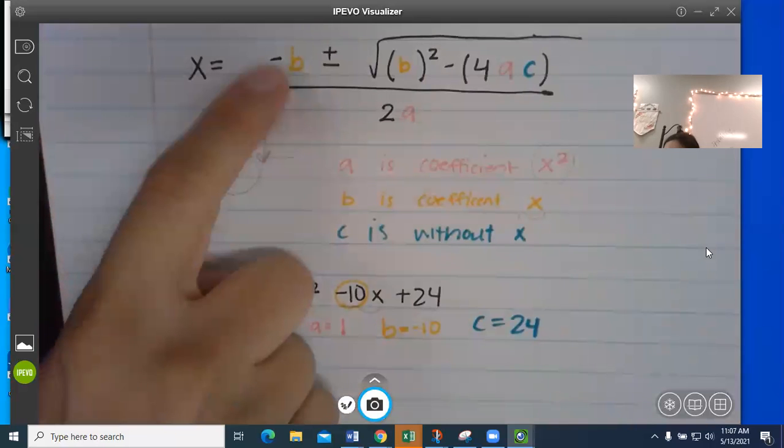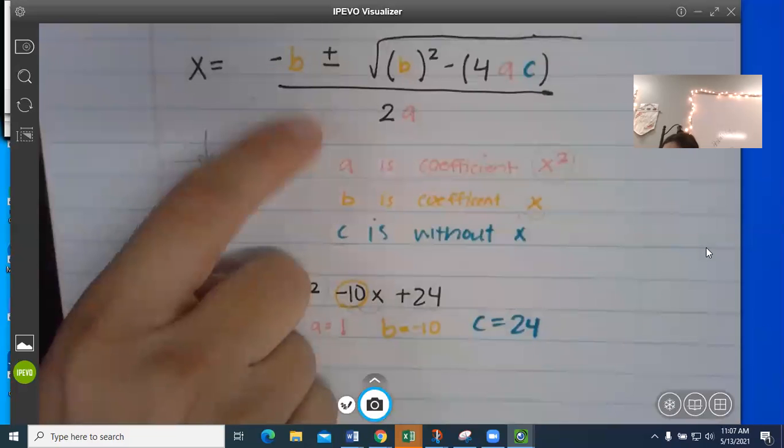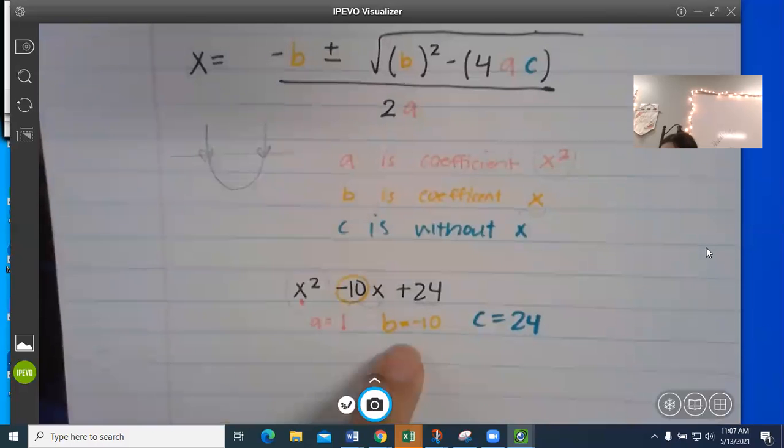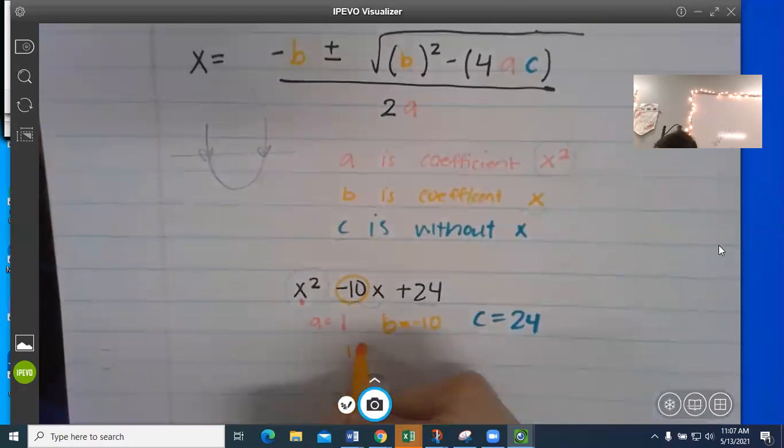When it says negative b, that doesn't mean it's always negative. That means you change the sign. If it's positive, it changes to negative. If it's already negative, it changes to positive. So here I have a negative 10. I have to change it to a positive 10. So it's going to be positive 10.